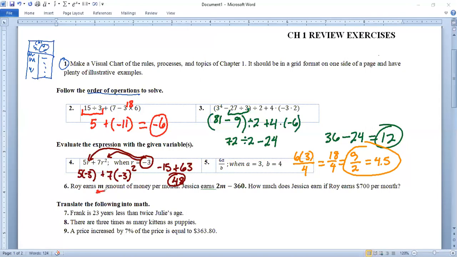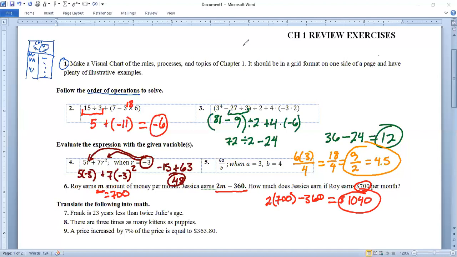Roy earns M amount of money per month. Jessica earns 2M minus 360. How much does Jessica earn if Roy earns $700 per month? So it's saying 700 is M. Good. And so we've got to do 2 times 700 minus 360. Oops, I put an extra parentheses on there. 2 times 700 minus 360, and that equals 1,400 minus 360. That's 1,040. Oh, probably better put the dollar sign on there as well.